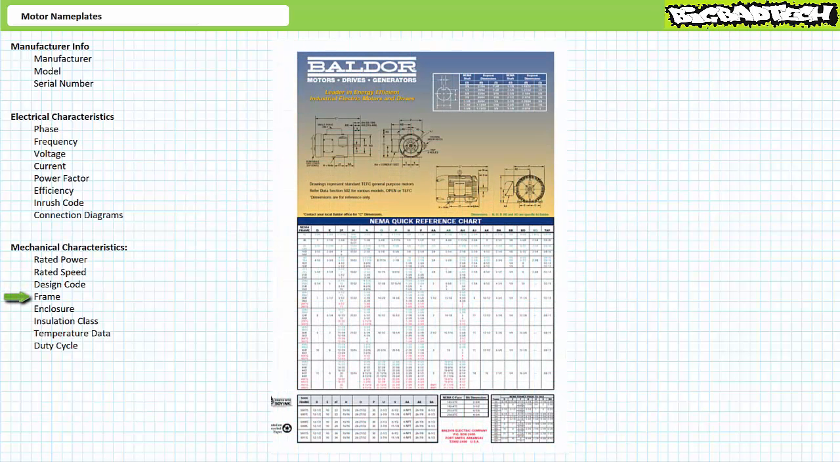The frame entry on a motor nameplate specifies dimensions of the motor as well as locations and dimensions of the attachment points used to mount and properly secure the motor.